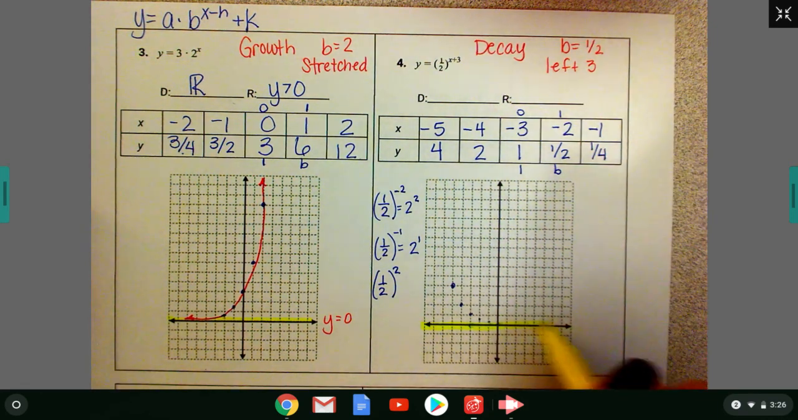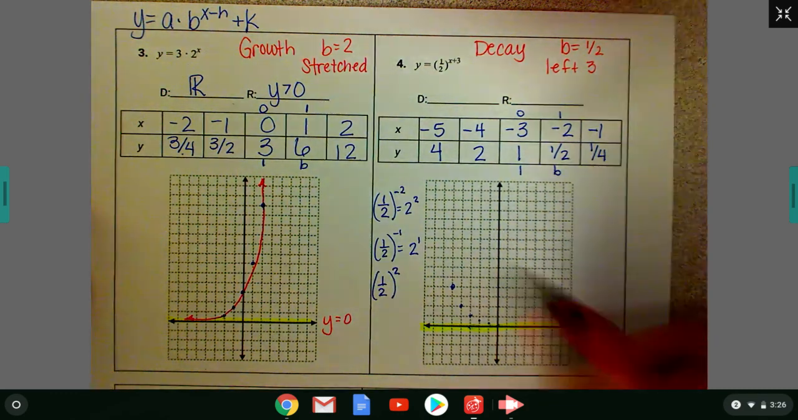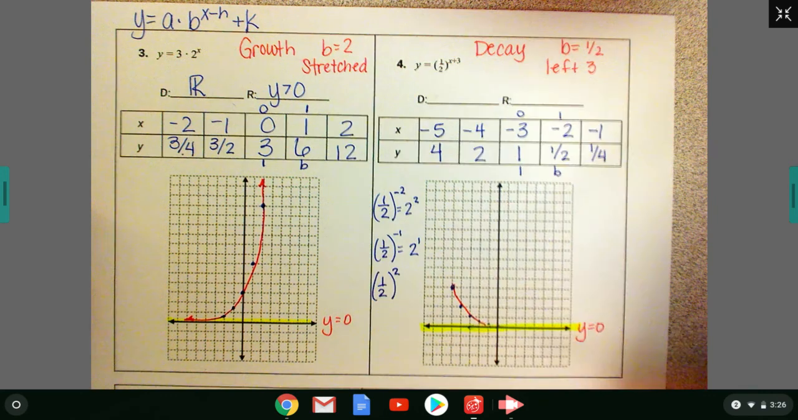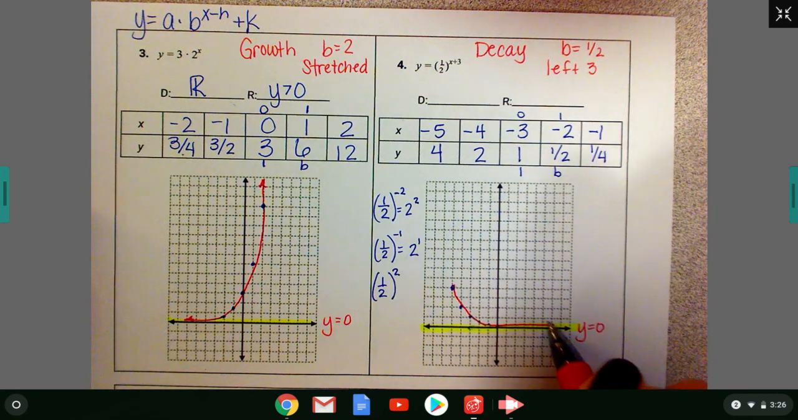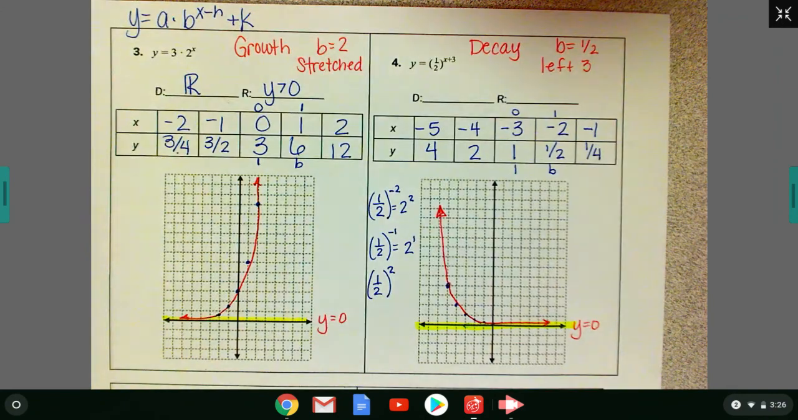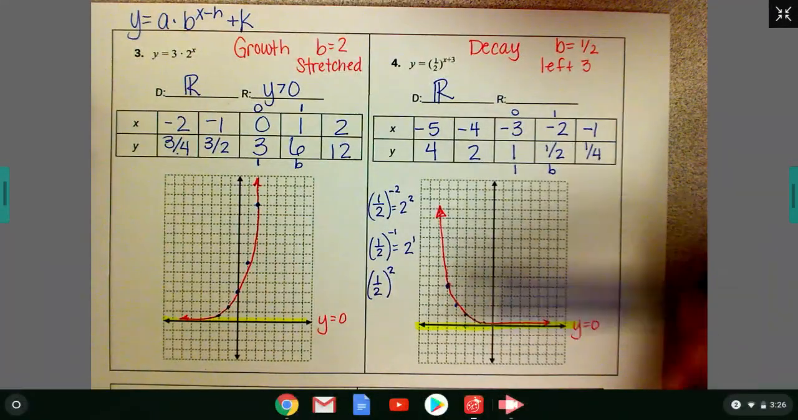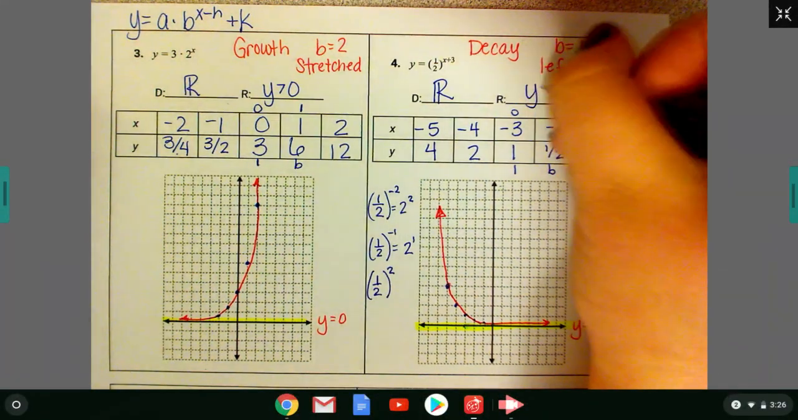Our asymptote line is where there's a k value, which there isn't one in this case. So our asymptote is at y equals 0. Our function is going to get really close to that asymptote, but never touch it, and on the other side, shoot off towards infinity. Our domain on this one is all reals, and our range is everything above the asymptote, y greater than 0.